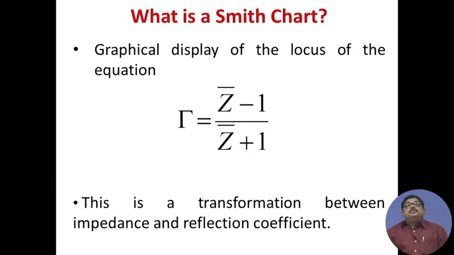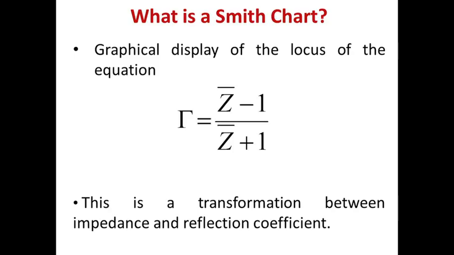Now, let us come to what a Smith chart is. Basically, you know this famous equation that gamma, reflection coefficient, is equal to Z bar, that is normalized impedance, minus 1 by Z bar plus 1. I think you have done a transmission line course, and there, when there is a forward wave, there is a reflection from a load. So, that reflection coefficient and the impedance are always related by this formula.